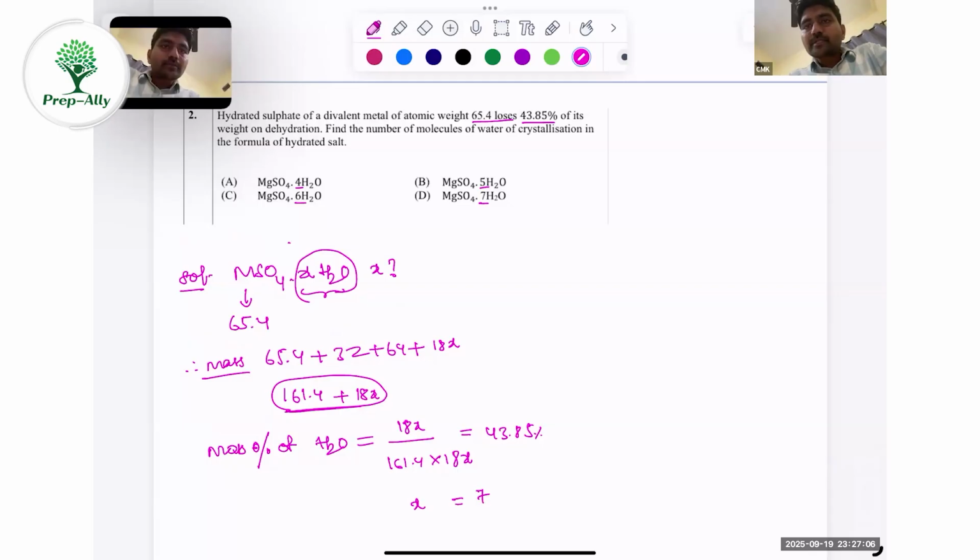So now you put 7 means x place. So you get the answer. Magnesium sulfate 7H2O is your answer.